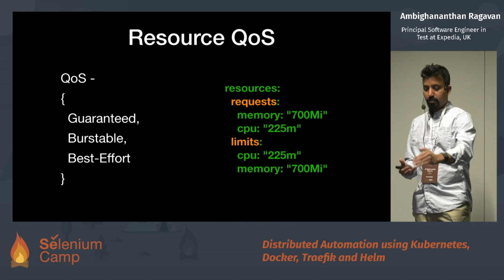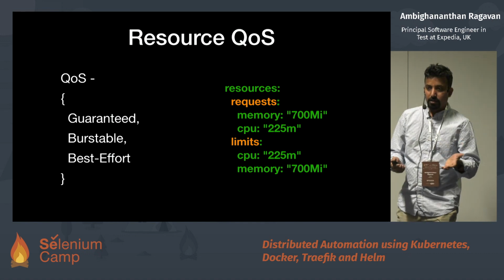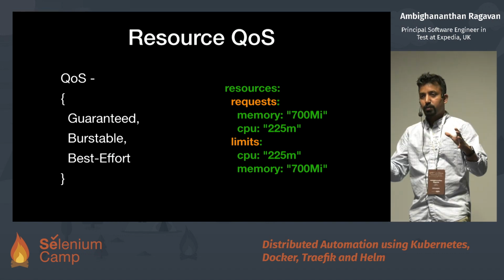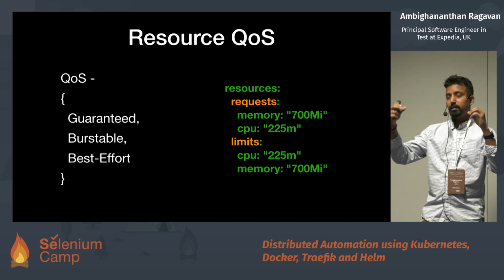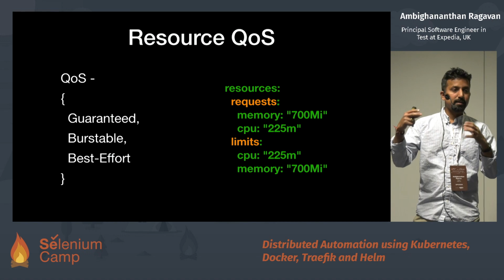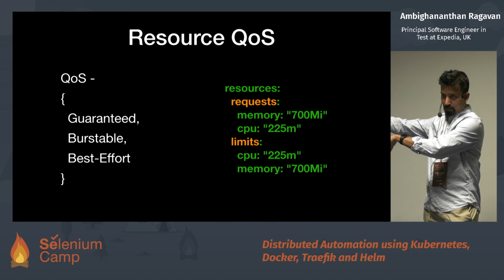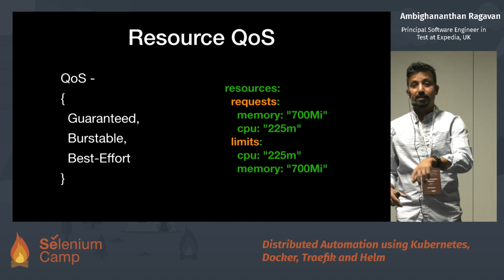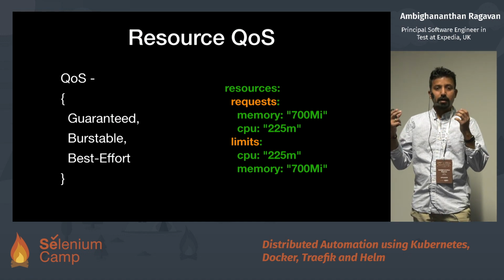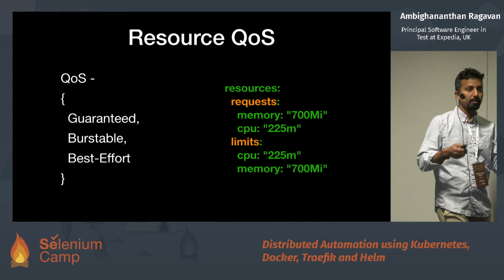Whatever you give to request, give that to limits as well. And why do I need guaranteed? Kubernetes has a policy of eviction. If a node is running many pods, and if the worker node is running out of memory, it has the policy to evict lower priority pods and put them on another worker node. But if a pod is marked as guaranteed, it will be the last pod that will be evicted in case there's no resource available in a particular worker node.